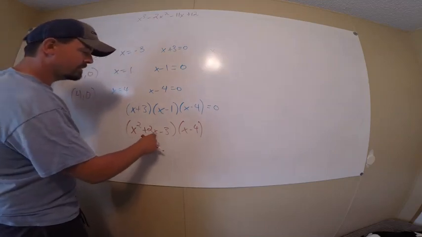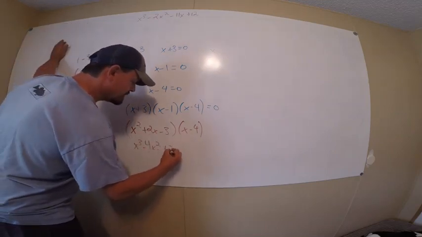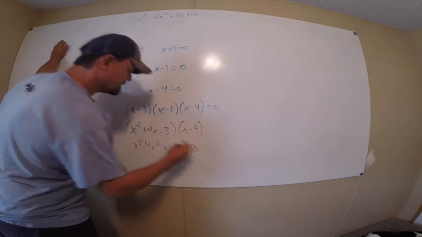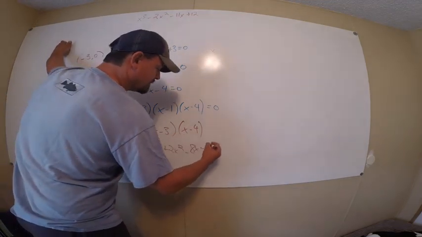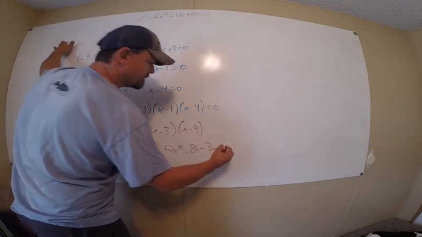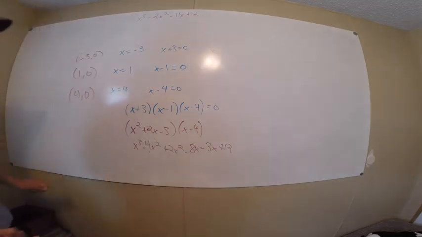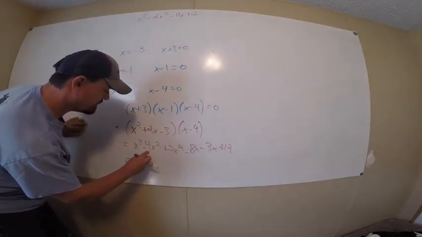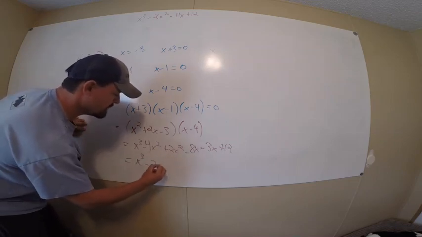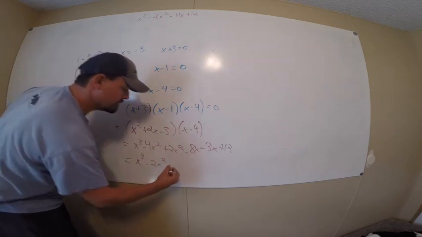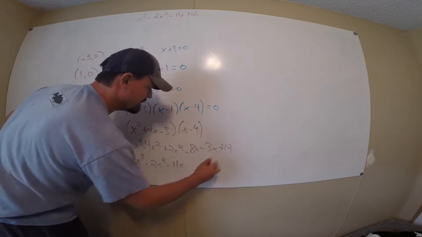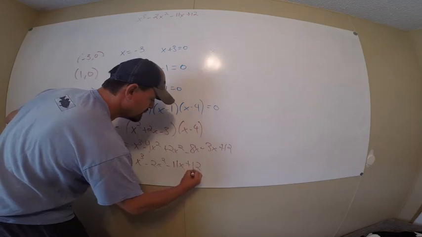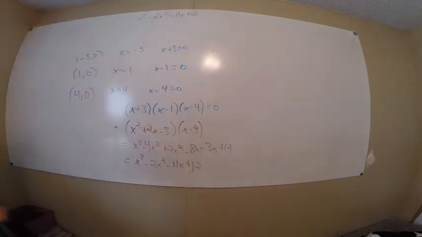Okay, now I need to do 2x times x, which is plus 2x squared. 2x times -4, which is -8x. -3 times x, which is -3x. -3 times 4, which is +12. Okay, if I simplify this, then I get x to the third. Combine those two, -2x squared. Combine those two, -11x, and then +12. And if I did everything right, that should match exactly what we have up top.